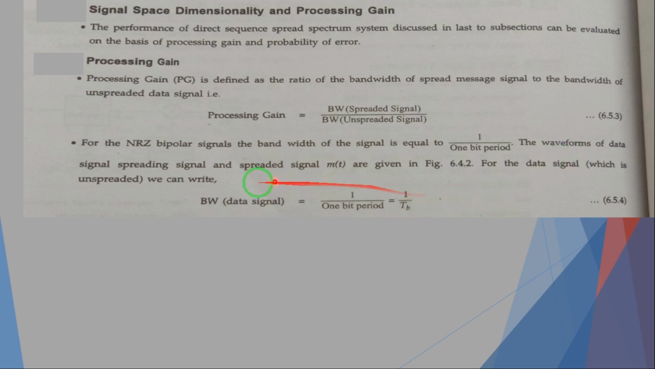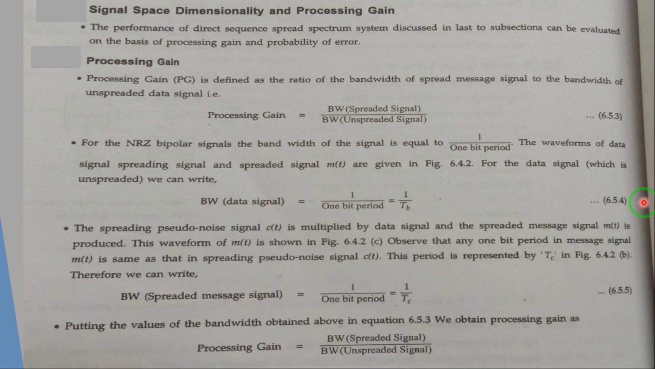So the waveforms of the data signal, spreading signal, and the spread signal M of t are given as we have seen in the previous figure. So we can write the bandwidth of the data signal as 1 upon 1 bit period, which is nothing but 1 upon TB. So make it equation number this. Now the spreading pseudo noise signal C of t is multiplied by the data signal, and the spread message signal M of t is produced.